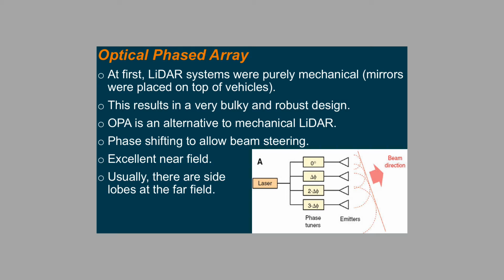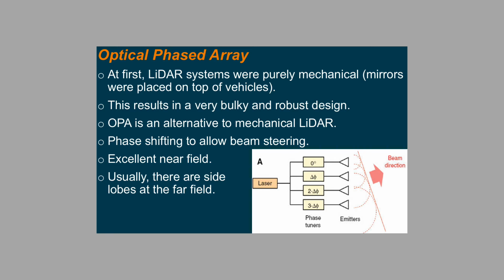Optical phased array LiDAR works by driving a laser source into emitters, which then produce the image of the surrounding objects. The main feature of OPA LiDAR is the phase tuners. Phase tuners allow for beam steering by phase shifting the laser source by a certain amount in order to steer the signal. This is very advantageous because it increases the whole field of view of the LiDAR system.